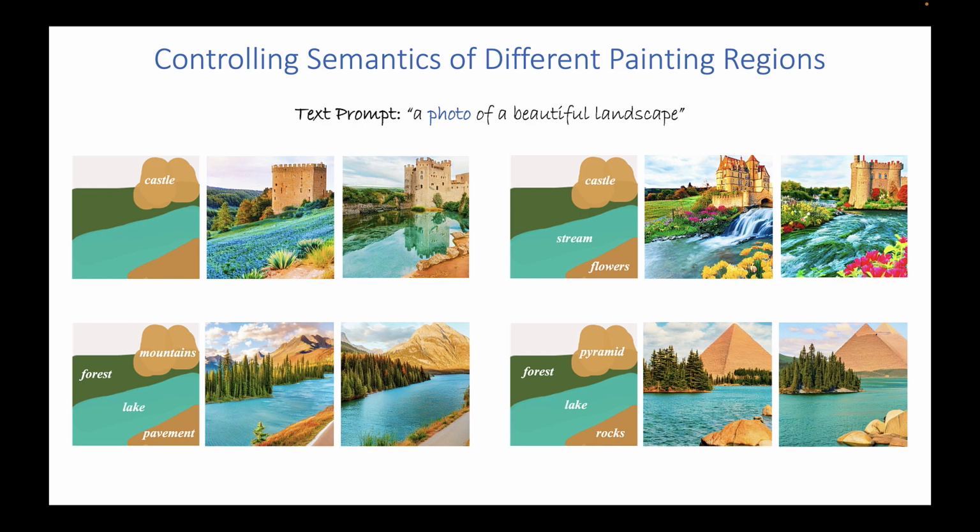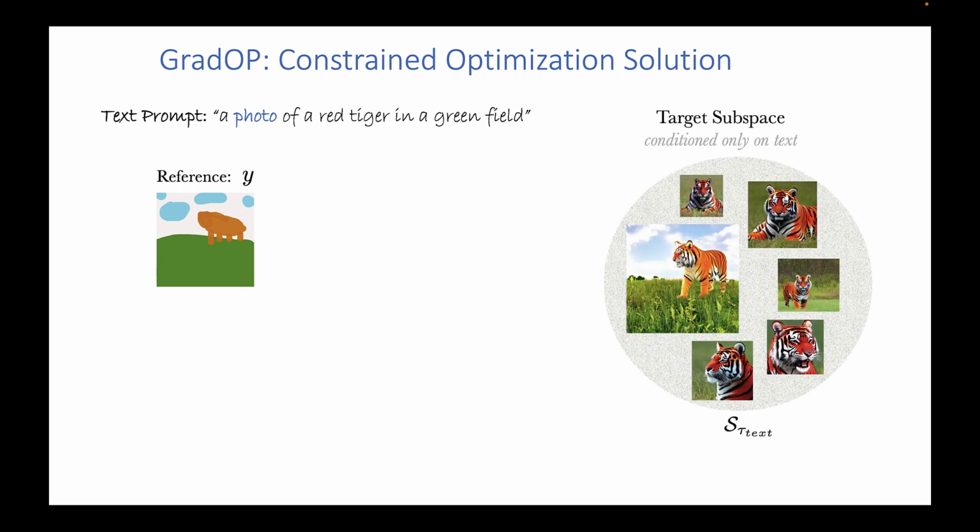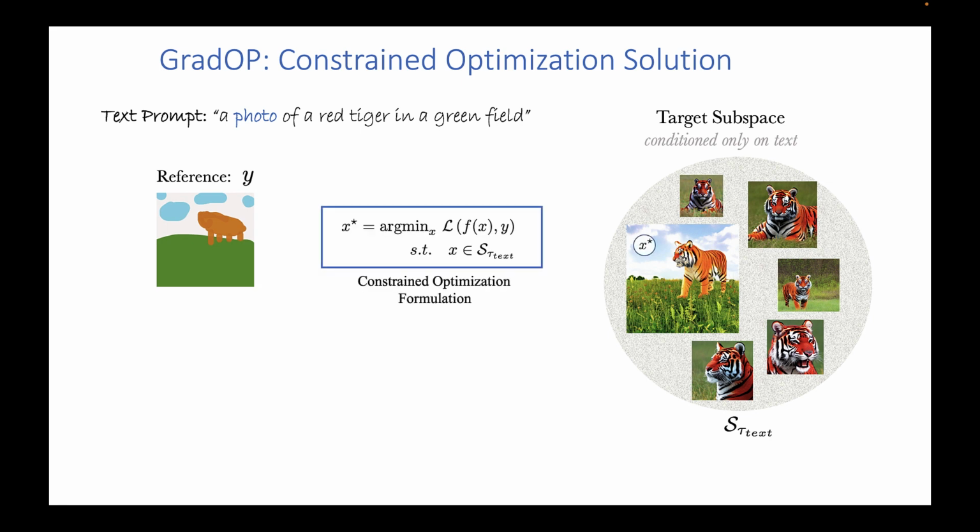In particular, given a text prompt and a reference image provided by the user, we first define a target subspace, which is the set of all images conditioned only on the text prompt. In this case, it would be the set of all images containing photos of a red tiger in a green field. Once we have defined this subspace, we now formulate the output of the guided image synthesis process as the solution to a constraint optimization problem with two constraints.